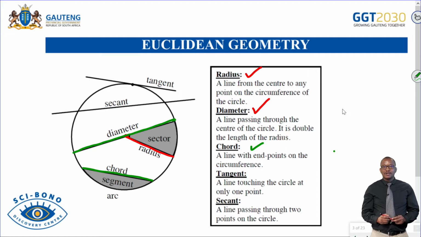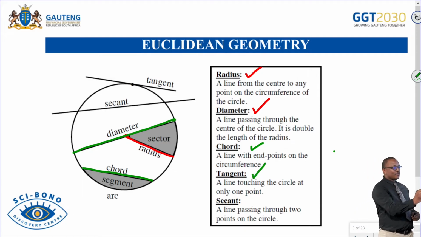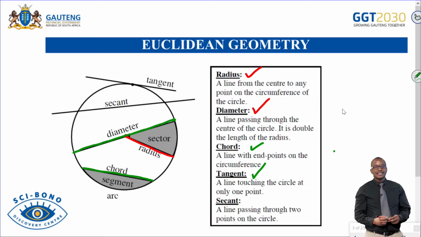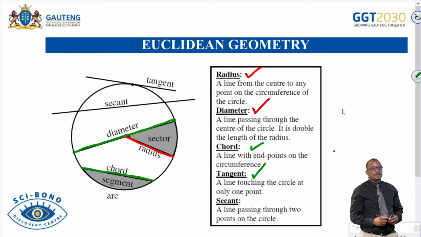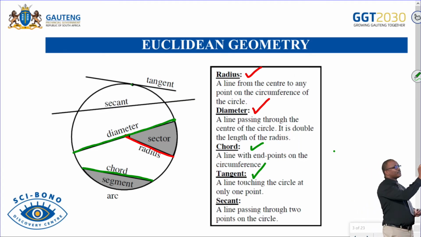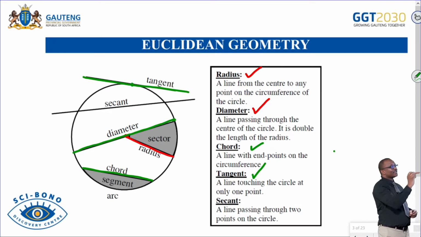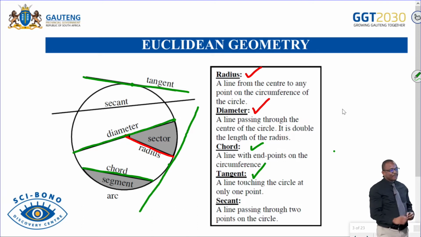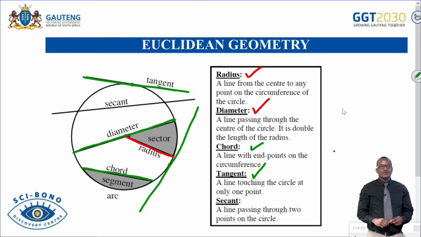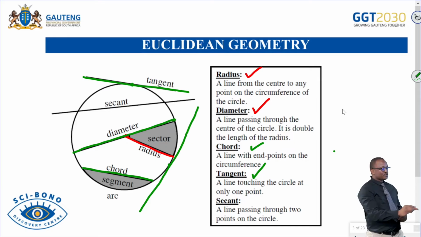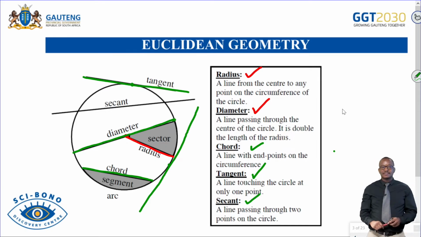So we have what we call a tangent. A tangent is a line touching the circle at any one point. Here we have a point and a line that is touching a circle at that point. A line that is touching a circle at one point, we call it a tangent. Sorry, not a diameter, it's a tangent. Correct. So now we have also what we call a secant.